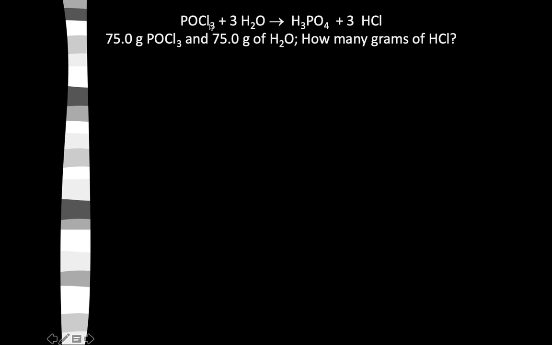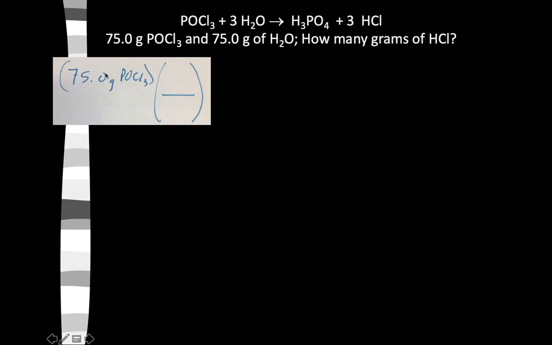All right, so I've got to figure out which one of these runs out first. So I'm going to do two stoich problems. For each stoich problem, I'm going to convert to HCl. So I'm going to go from POCl3 to HCl, and then also water to HCl, and then answer this question. How many grams of HCl? So one of my givens was 75 grams of POCl3. To get to HCl, I need to be able to do the mole switchover step from the balanced equation, which means I need to get the molar mass of POCl3 so I can get moles of POCl3.